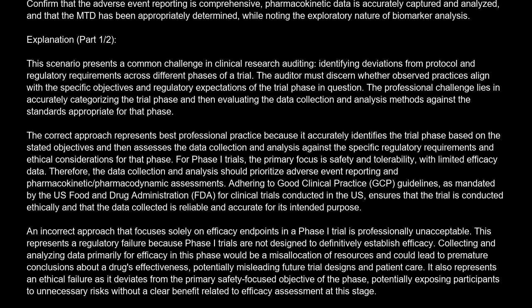An incorrect approach that focuses solely on efficacy endpoints in a Phase I trial is professionally unacceptable. This represents a regulatory failure because Phase I trials are not designed to definitively establish efficacy. Collecting and analyzing data primarily for efficacy in this phase would be a misallocation of resources and could lead to premature conclusions about a drug's effectiveness, potentially misleading future trial designs and patient care. It also represents an ethical failure as it deviates from the primary safety-focused objective of the phase, potentially exposing participants to unnecessary risks without a clear benefit related to efficacy assessment at this stage.